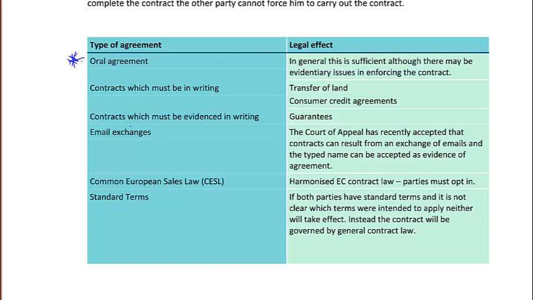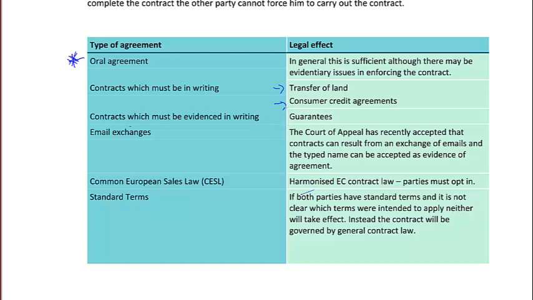Certain contracts have to be in writing. The examiner quite likes to test you on this, and these are contracts for the transfer of land and also consumer credit agreements, anything governed by the Consumer Credit Act. Okay, so they must be in writing. So you must have a piece of paper setting out the terms signed by the parties.